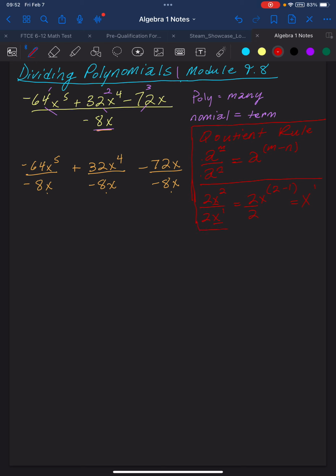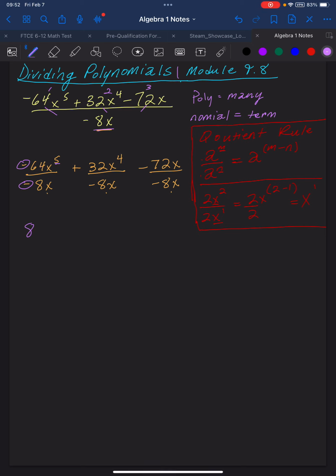Okay? Now that we got that review done, let's work through this problem. All right. Don't forget your signs. A negative divided by a negative is a positive. So we know we're not going to have a negative once we're done dividing this. Negative 64 divided by negative 8 is positive 8. Okay? Then remember, we're going to subtract our exponents attached to the variable.